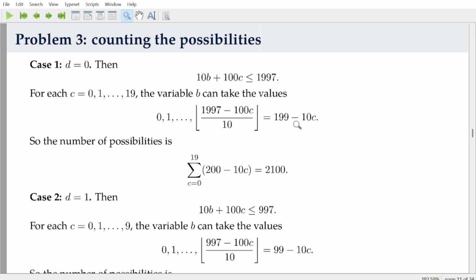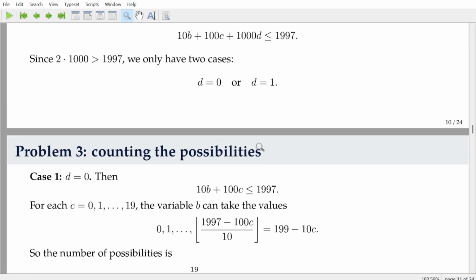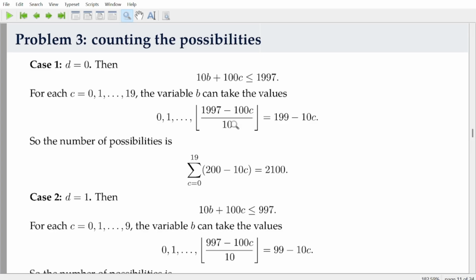And then effectively, to calculate the total number of possibilities for values of b and c which solve this inequality, which is the same as the total number of possibilities for a, b, c, and d in the case where d is equal to 0, we can just take different values of c and add together 200 minus 10c for each of those possible values of c, which is the same as doing this sum here. The sum from c equals 0 to 19 of 200 minus 10c is just going to give us the total number of possibilities. And when you actually evaluate that sum, you get 2100.